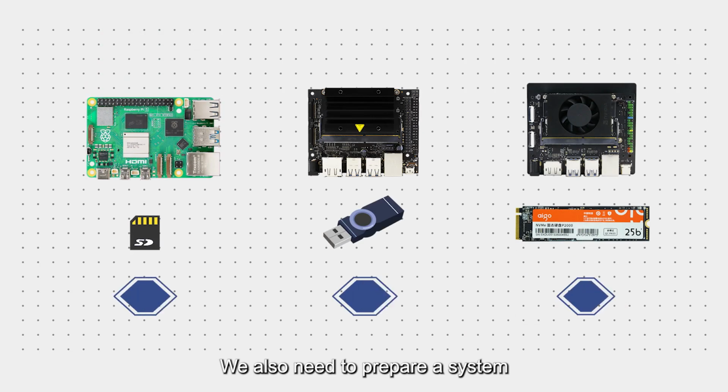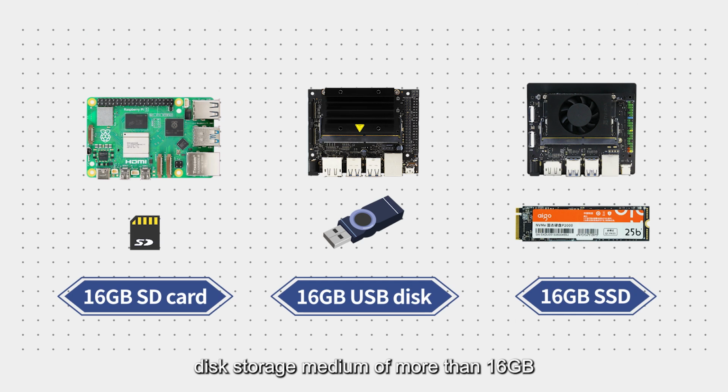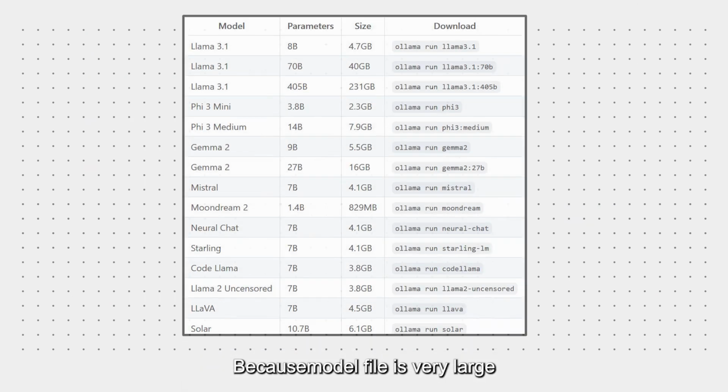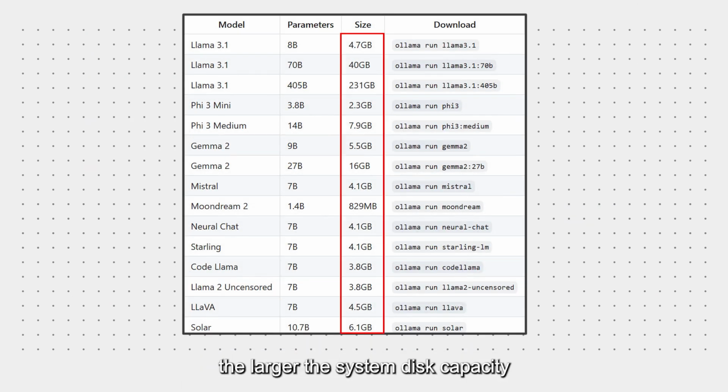We also need to prepare a system disk storage medium of more than 16 GB. Because a model file is very large, the larger the system disk capacity, the more models can be downloaded.